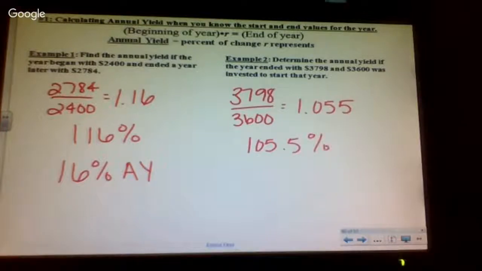Okay, so that's 105.5%, which means you've gained 5.5% in a year. You have a 5.5% annual yield.